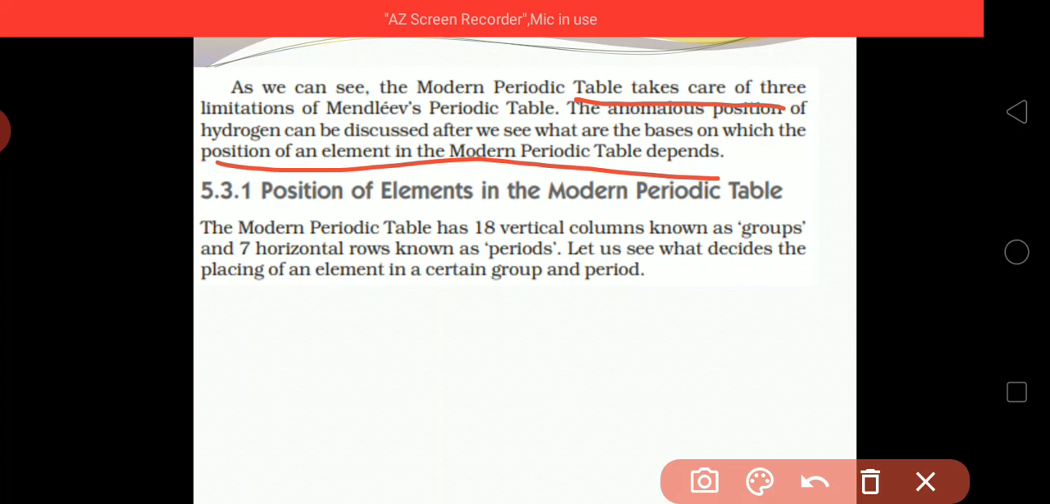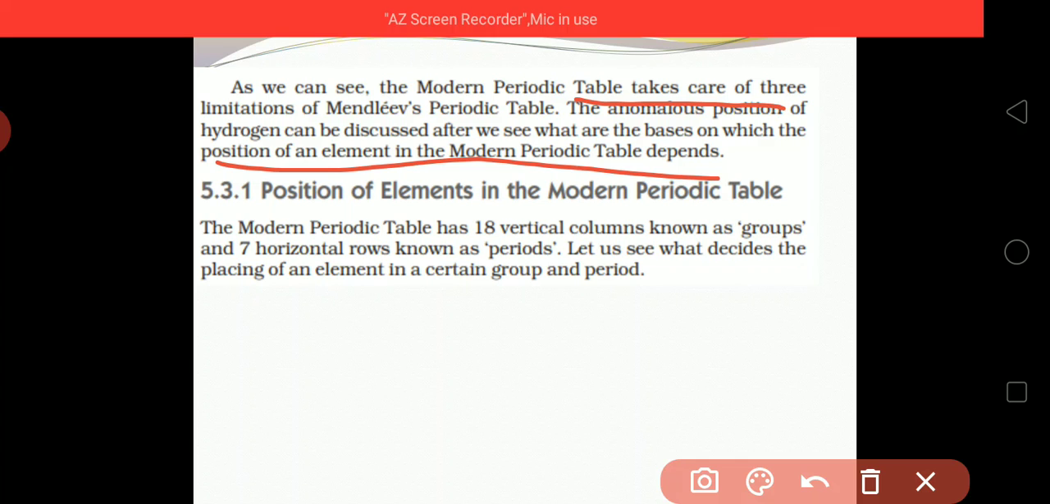Depending on that, we can say that the hydrogen position in the periodic table is still pending, where hydrogen is placed so that it can satisfy its position. So it is still pending. The hydrogen position is not yet discussed, that is, where it should be placed.